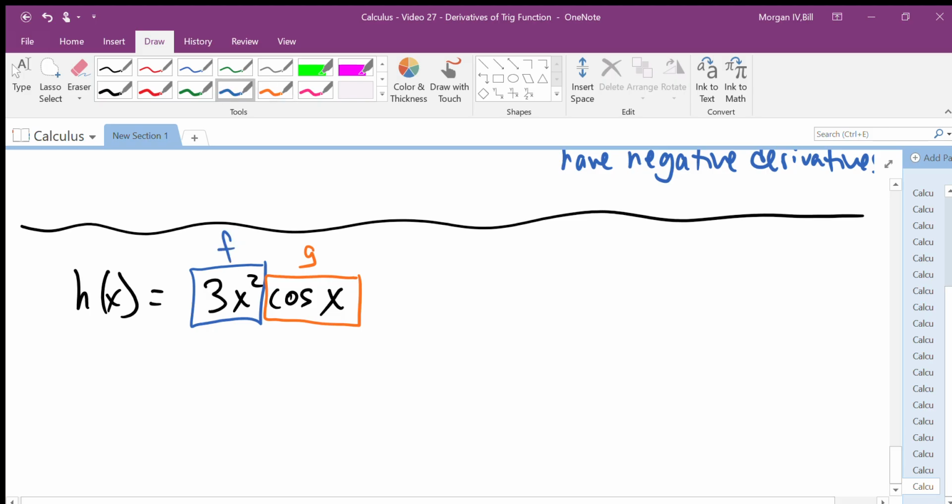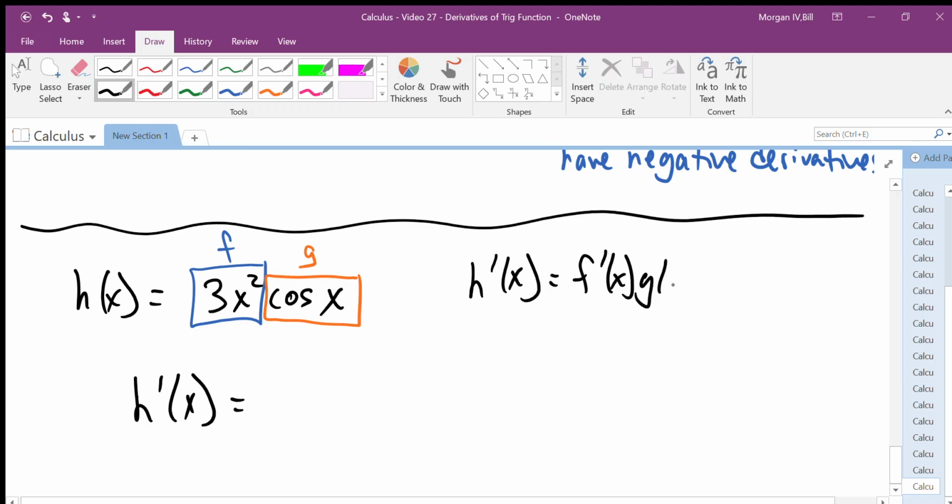Take a minute, find the derivative. You should be using what rule here? Product rule. You get the 3x squared times the cosine of x, that's a product rule. Pause it, try it yourself. Okay, let's try it out. H prime of x, let's write it out. H prime of x is f prime of x, g of x, plus f of x, g prime of x.